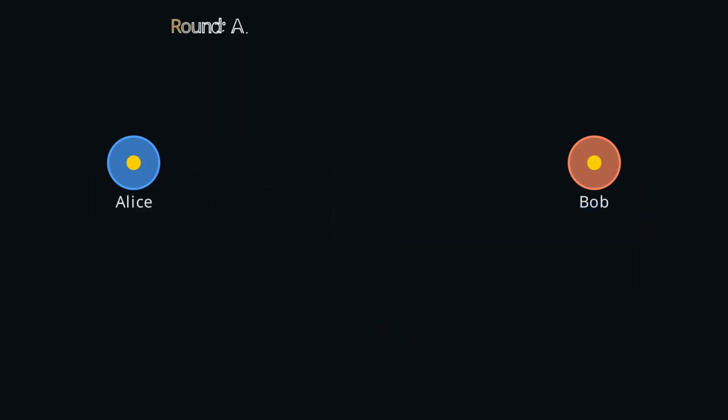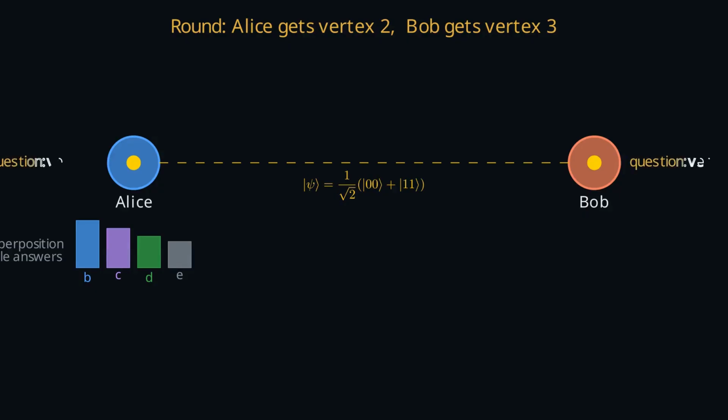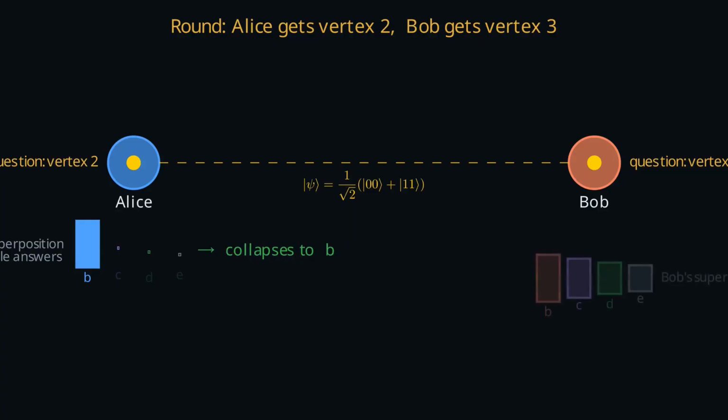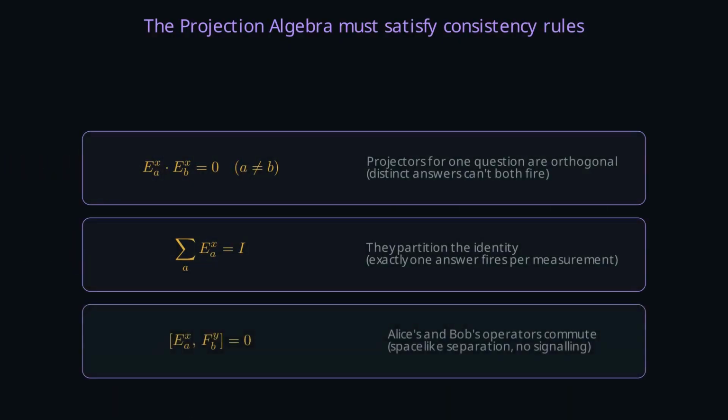Now consider a specific round. Alice receives vertex 2, and Bob receives vertex 3. They each perform a measurement on their respective halves of the entangled state. From Alice's perspective, the state looks like a superposition of possible answers. Each possible output has an associated probability amplitude. When she measures, the state collapses. One outcome is selected, in this case, vertex B. Bob's system collapses simultaneously. Even though no information is sent, his outcome becomes correlated with Alice's. He obtains vertex C. The important feature is that these measurement operators are not arbitrary. They must satisfy consistency rules: orthogonality, completeness, and no signaling between Alice and Bob.